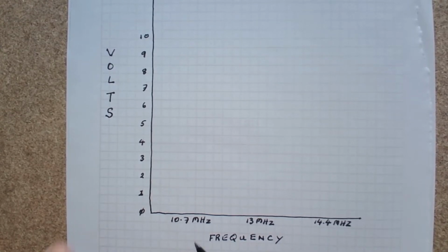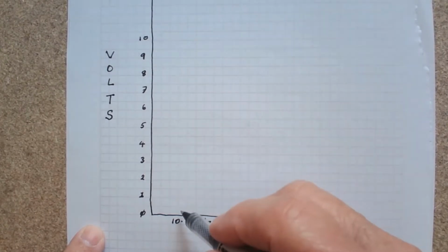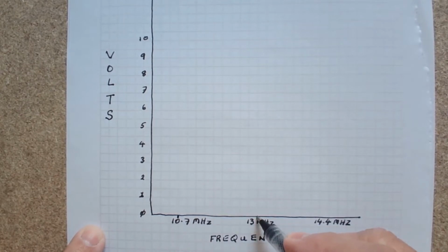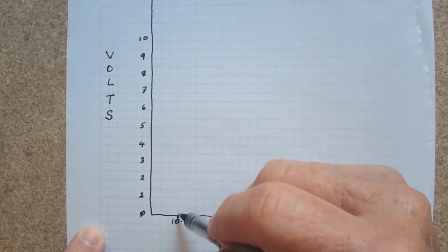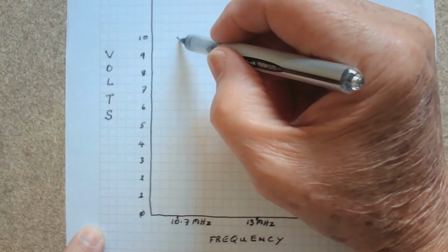So at the start we had a frequency of around about 10.7 megahertz, and that allowed 10 volts to come through. So let's put 10.7, we'll make a little marker there as to where it is, and a marker there as to where 13 is, and a marker there as to where 14.4 is. So here's 10.7, and it let the full 10 volts through. So that came up to there.